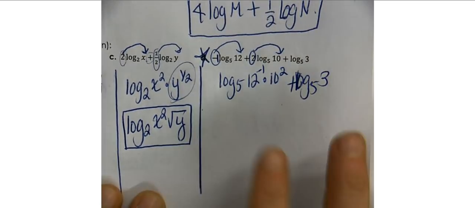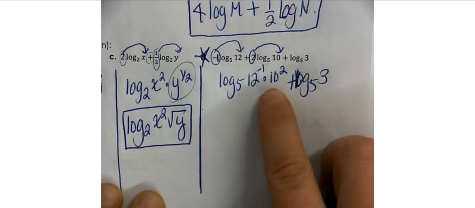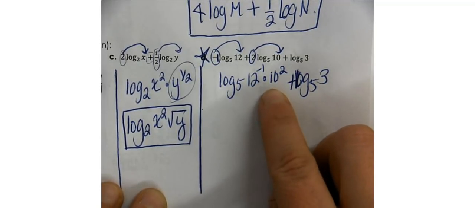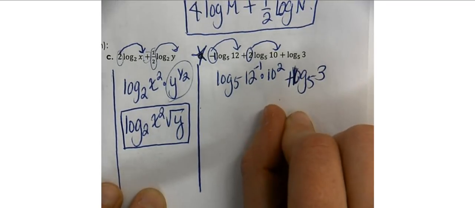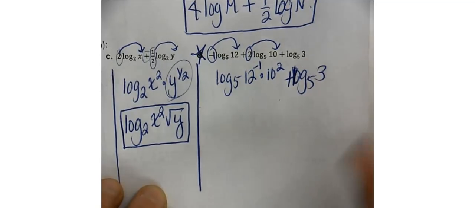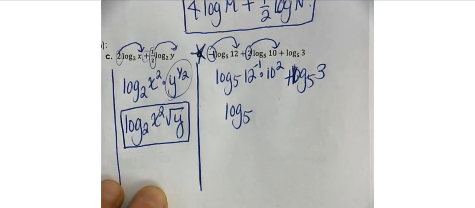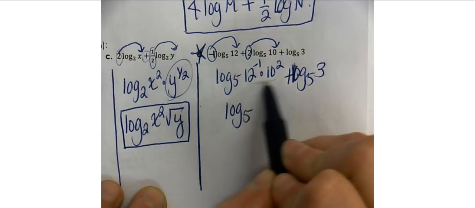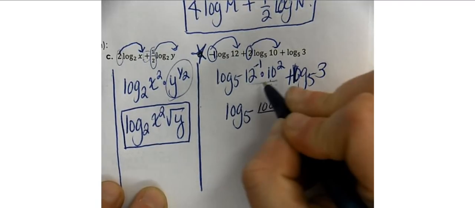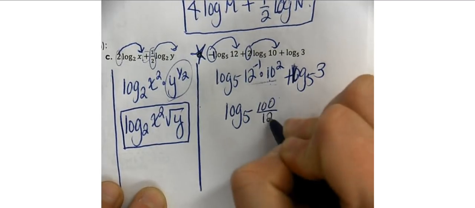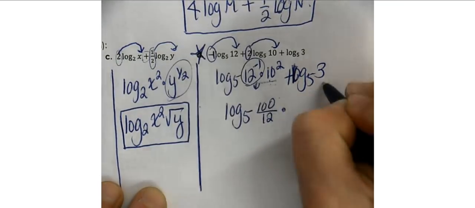So now I'm going to simplify 12 to the -1st power and 10 squared as 100 divided by 12. And I'm going to multiply by 3 because we're expanding using addition, so we'll condense using multiplication. So I'm going to rewrite this as log base 5 of this expression right here, which is going to be 10 squared, which is 100, divided by 12 to the -1st power, which is 12. So that part was brought down essentially, times 3.